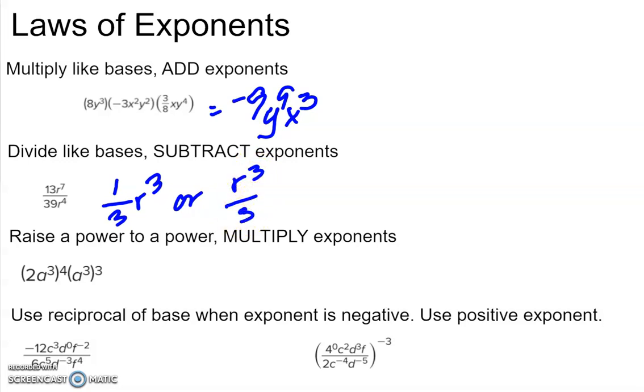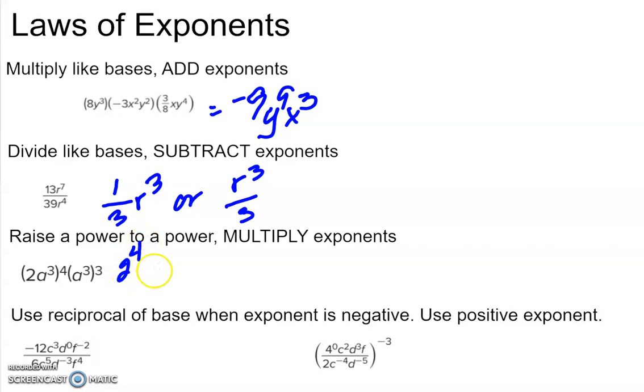The next rule is raising a power to a power. When you raise a power to a power, you're multiplying the exponents. So in our example, I need to raise everything in parentheses of 2a to the 3rd, I need to raise all of that to the 4th power. That means I have 2 to the 4th power.